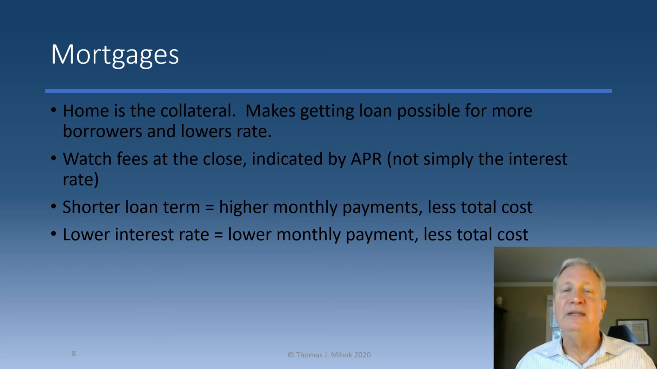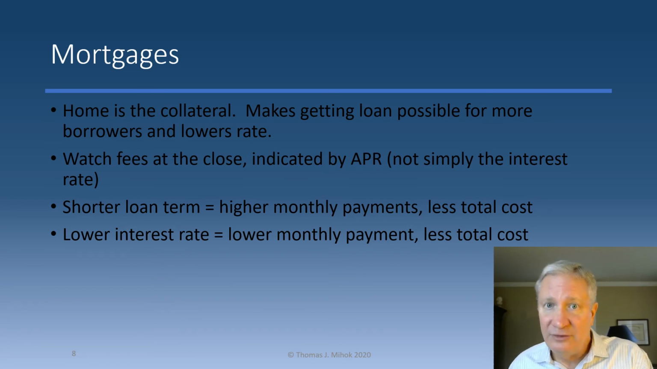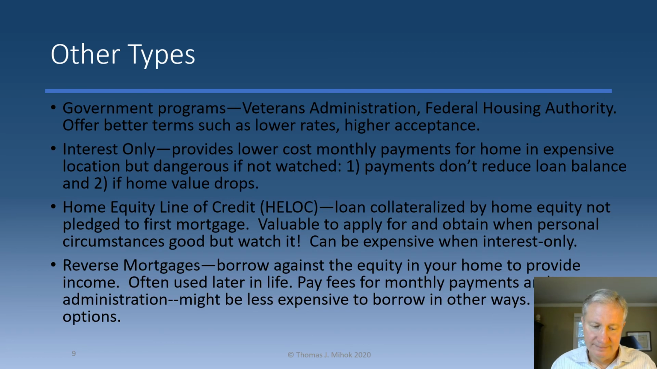Lower interest rate means lower monthly payments and less total cost. Again, look for the loan term and the rate. The rate is probably the more impactful, right? Lower rates mean lower payments, less total cost. Shorter loan terms mean higher monthly payments because you're paying it faster, but less total cost.